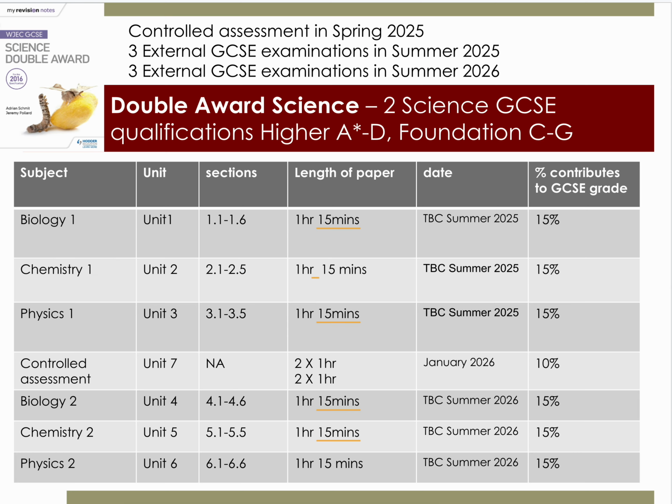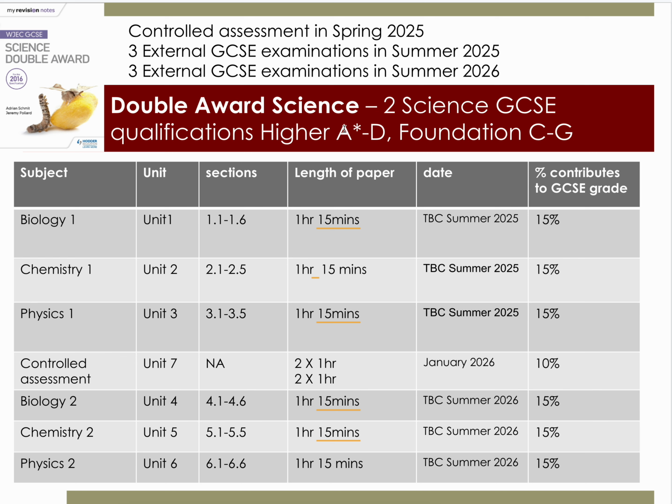In terms of science, the majority of pupils are entered for double award science, and there are a few pupils who will study triple science. We'll come on to triple science in a moment. With science, there are 2 options. You can either be entered for higher or foundation, and again, if you've got any queries, please ask your child's science teacher and they will be happy to help.